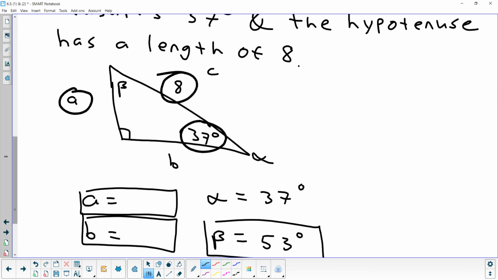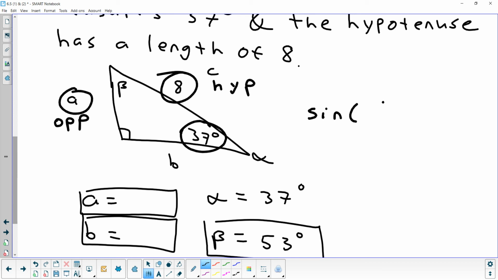What's the name of the side that is labeled A? What would we call it? Yep. Opposite. What about the side we've labeled 8? Yep. Hypotenuse. So we need a trig function that's going to involve opposite. That's the side we want to know. And it has to also involve hypotenuse. That's the side we already know. Tim? You'd want to use sine.